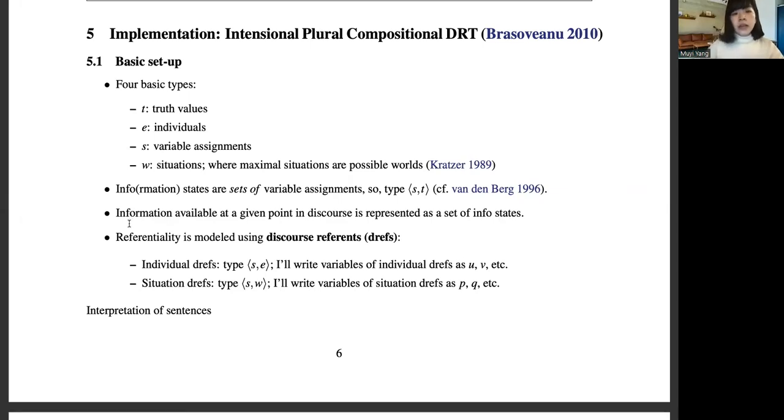And importantly, referentiality is modeled using discourse referents, or DREFs. And there are 2 important types of DREFs that I'm going to discuss. The first type is individual DREFs. So those are functions from variable assignments S to individuals E. And the other type of DREFs are situation DREFs. So those are functions from variable assignments S to situations W.